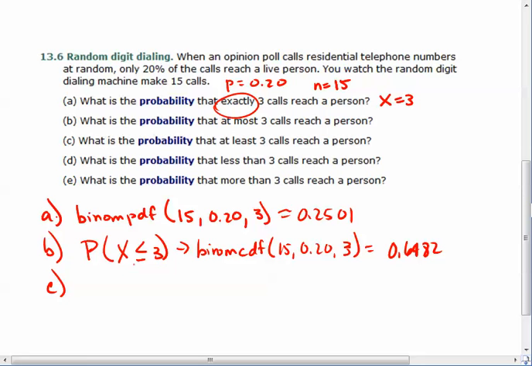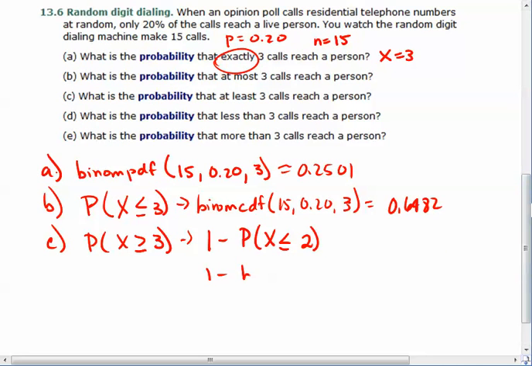Letter C, what is the probability that at least 3 calls reach a person? So the probability that X is greater than or equal to 3. Well, here's a problem. The calculator won't do that for you. The calculator does not work with the greater than or equal to idea. So we're going to have to make an adjustment. That is really 1 minus the probability that X is less than or equal to... Now, we can only use integers here. You either reach a full person or not. You can't have 3.2 people. So the next allowable value lower than 3 is 2. You're not reaching 3 people, you're reaching 2 people. So we're going to do 1 minus the probability that X is less than or equal to 2.